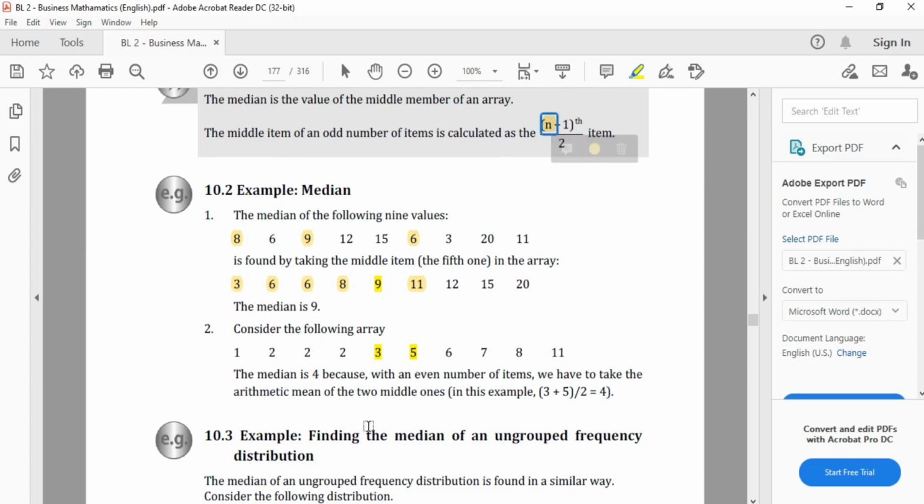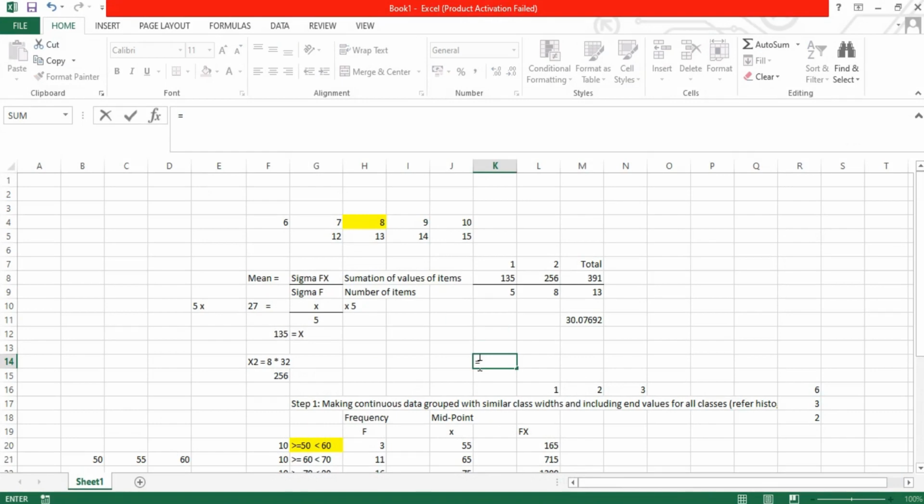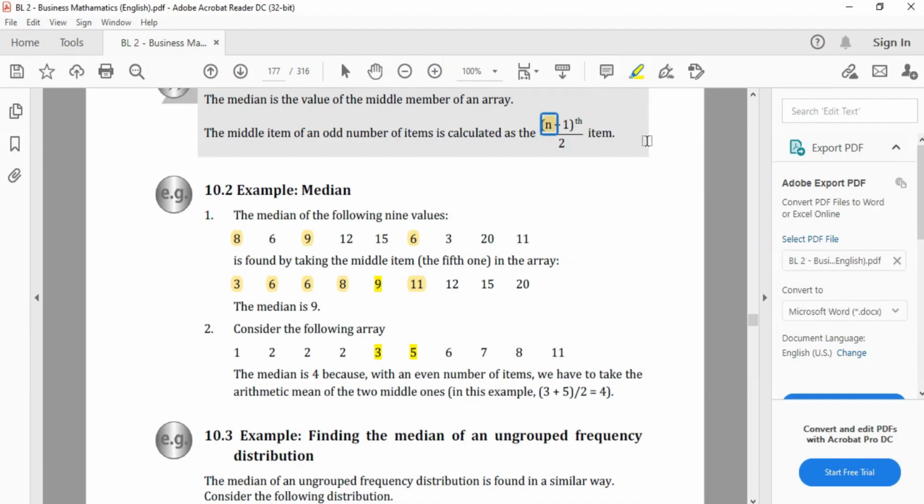N represents the number of items given, which in this case is 10 items. So 10 plus 1 divided by 2, how much? 5.5. 11 divided by 2 is 5.5. So this means the 5.5th item is the middle value. So let's see. 1, 2, this is the second item, this is the third item, this is the fourth item, this is the fifth item.